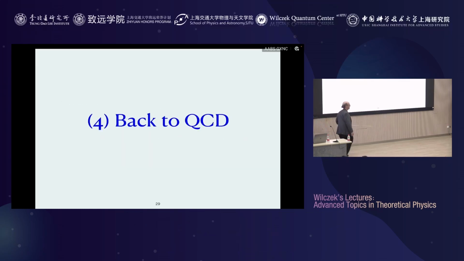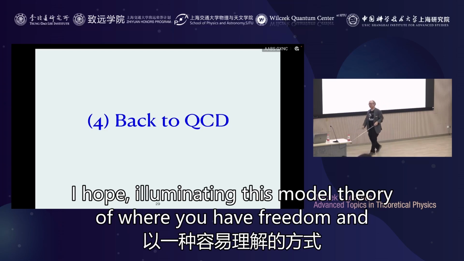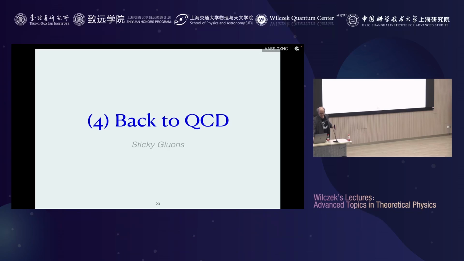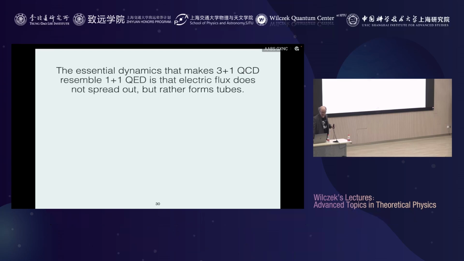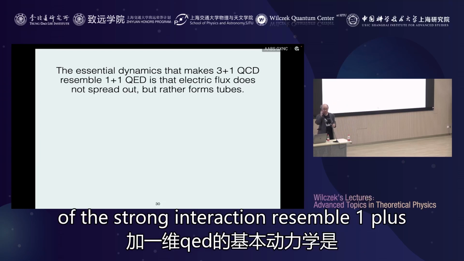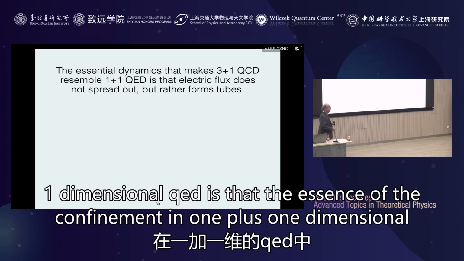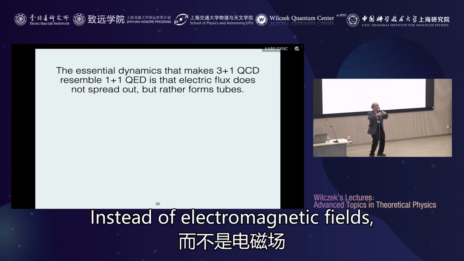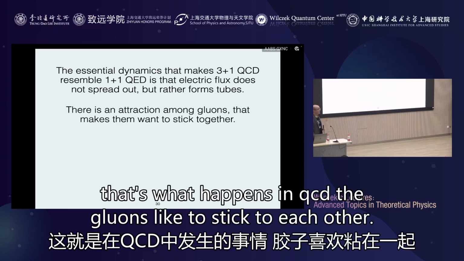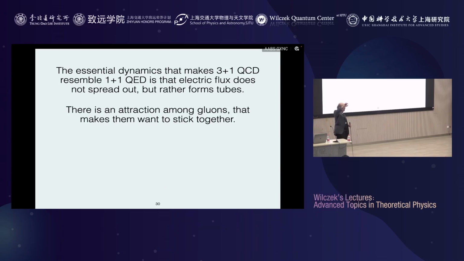Okay, so that's this, I hope, illuminating model theory where you have freedom and confinement in a way that's easily understood. Now let's go back to QCD with this in mind. So the essential dynamics that makes 3+1 dimensional QCD, the theory of the strong interaction, resemble 1+1 dimensional QED is that the essence of the confinement in 1+1 dimensional QED was that you had these flux tubes instead of electromagnetic fields going like 1/r². They concentrate and make tubes because in 3 dimensions, that's what happens in QCD. The gluons like to stick to each other. So instead of spreading uniformly, they make tubes.